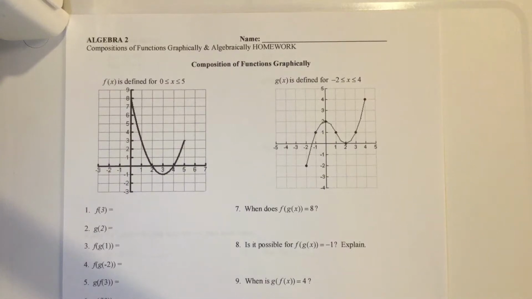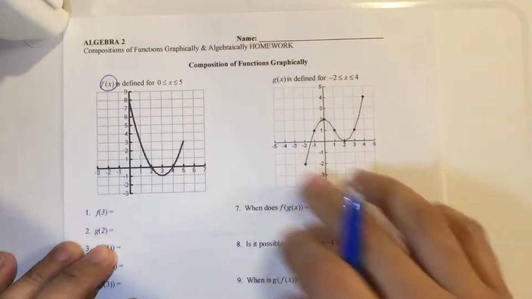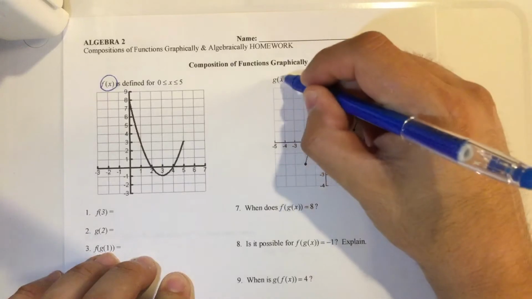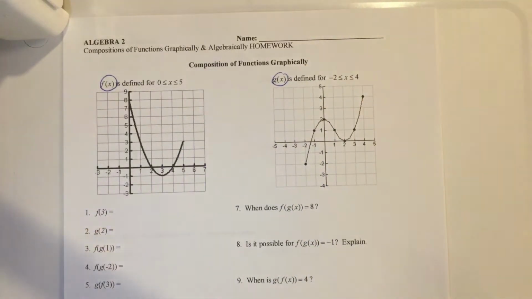All right, here's the homework: composition of functions, graphically and algebraically. So for the first 9 problems, it's asking us to use the 2 graphs provided. We have one that is f of x, and it's from 0 to 5, and it's just part of a parabola. And then we have g of x, which is this little shape looking kind of like a cube function. All right, so first, once again, we're just going to recall function notation.